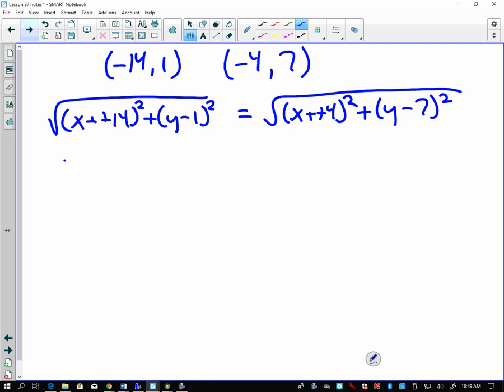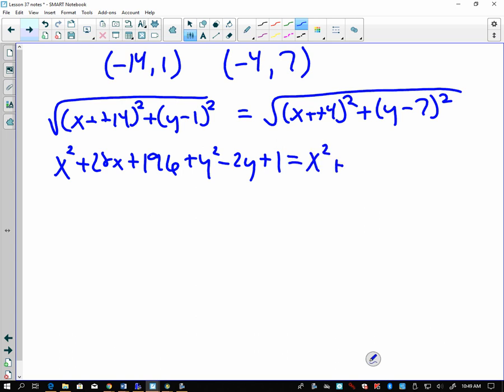Okay? So, this is x squared, plus 28x plus whatever 14 times 14 is, which is 196, plus y squared, minus 2y plus 1. So all of that makes sense. Okay? Equals x squared plus 8x plus 16. Okay? And then plus y squared minus 14y plus 49.